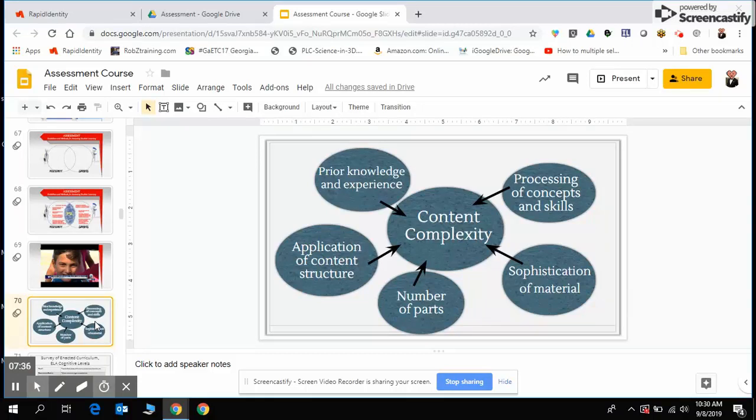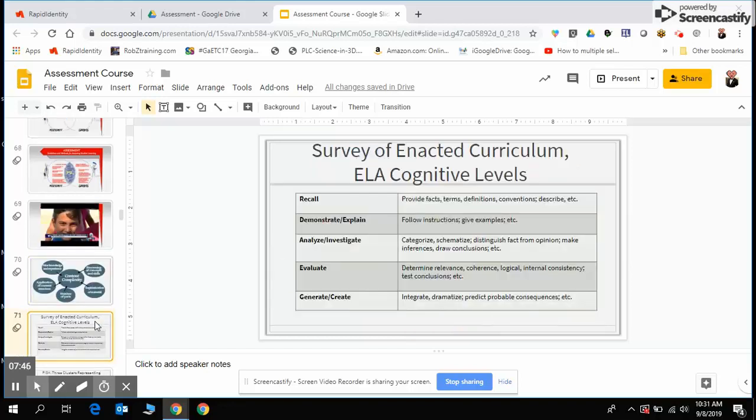And then we have the application of content structure. As we get into the DOK levels, we're going to see this happening. So here we have a survey for enacted curriculum, ELA cognitive structure. When we think about our DOK levels, we have to think about what exactly we are asking. Are we asking them to recall, demonstrate, analyze and investigate, evaluate, and generate? As you see, with each one of these verbs, things get a little bit more involved.